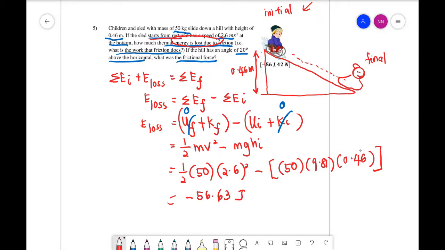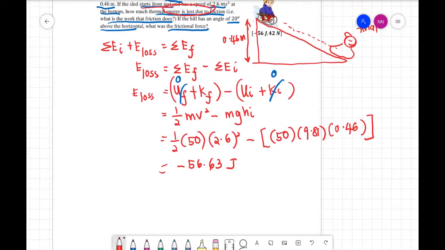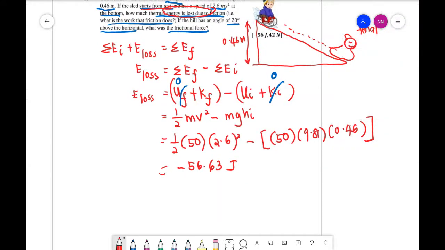Work is done by the system to overcome the friction.